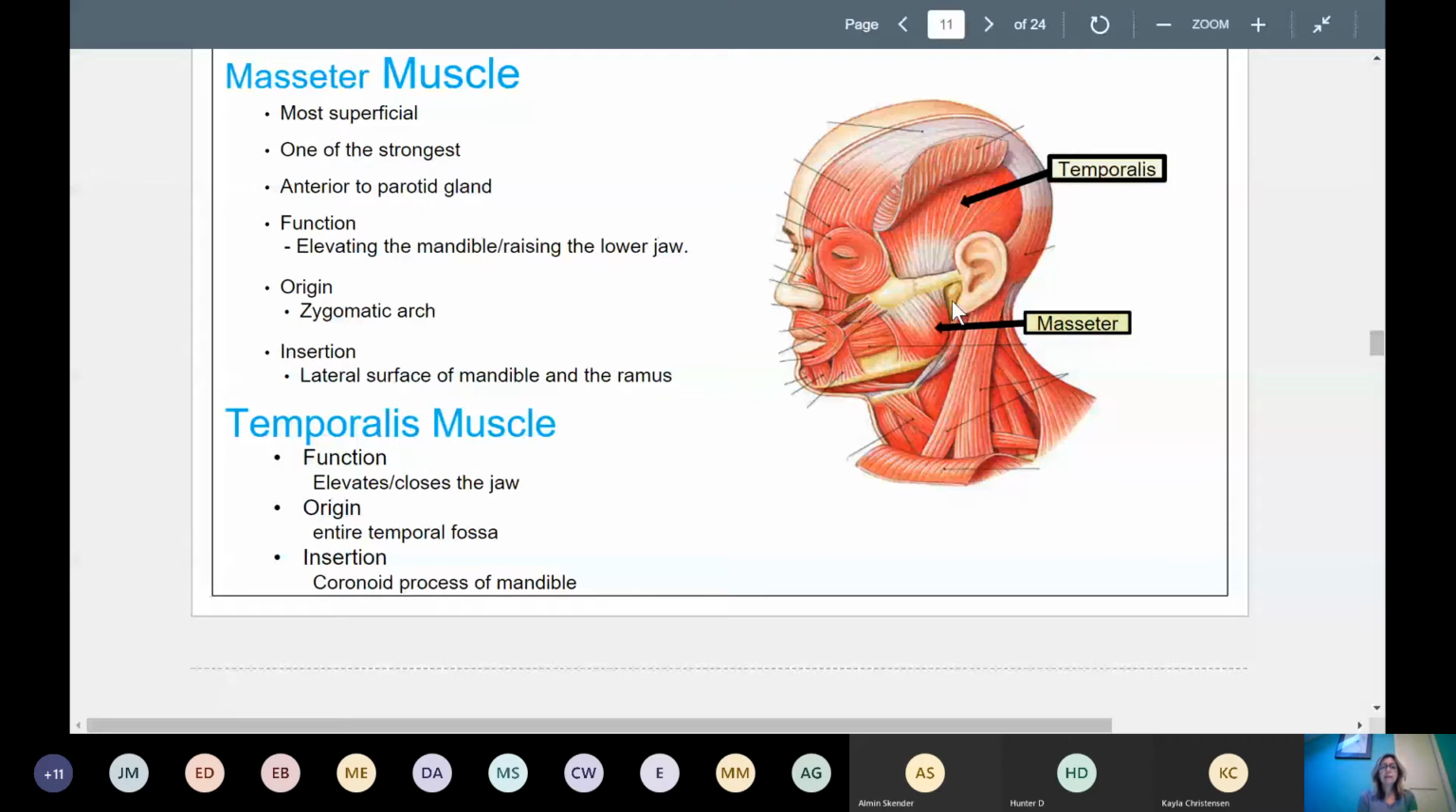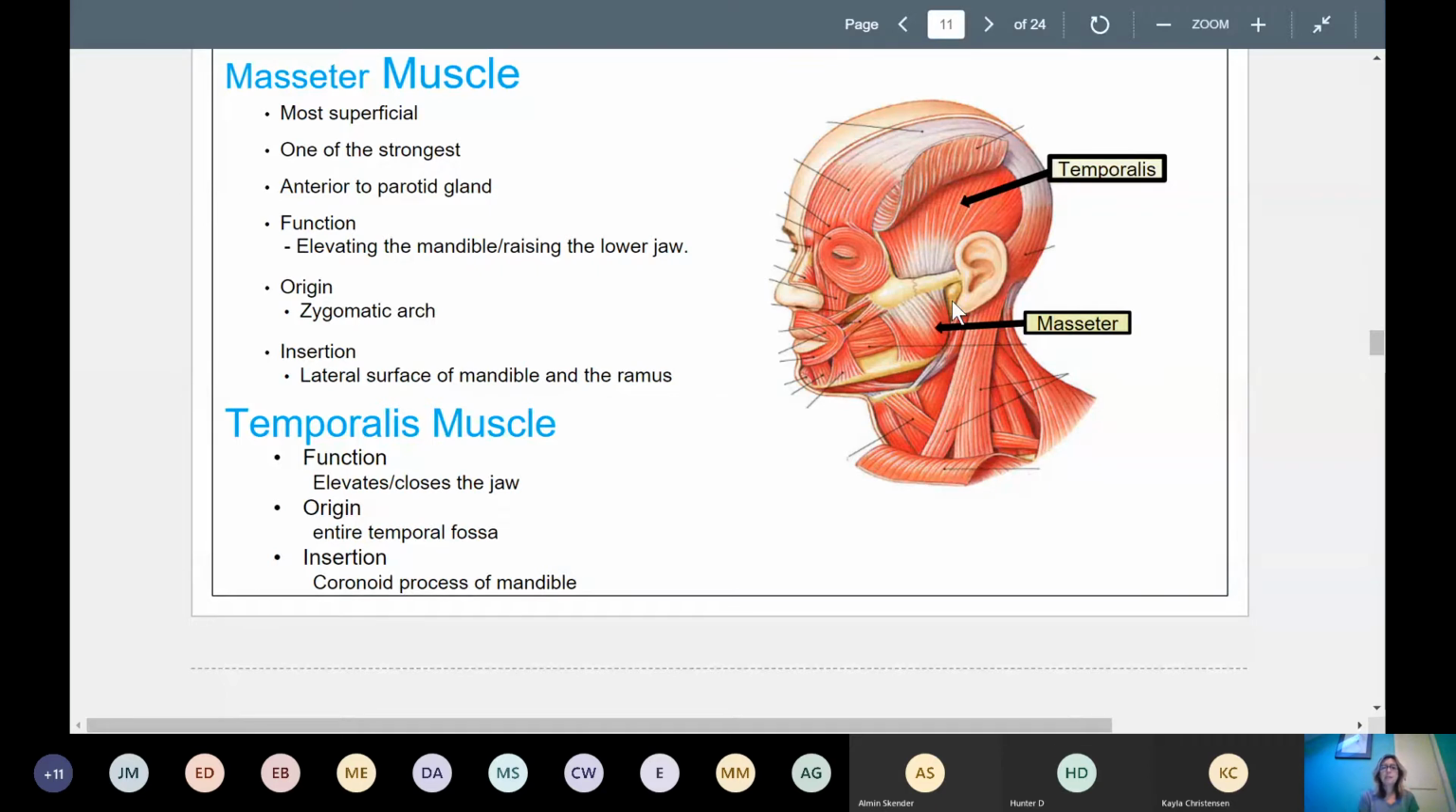Its function is elevating the mandible and raising the lower jaw. So everybody put your hands right on the side of your face and elevate your mandible. In other words, lift your lower jaw. And you can kind of feel that muscle moving a little bit. So when you think about your chewing, you're elevating your mandible.